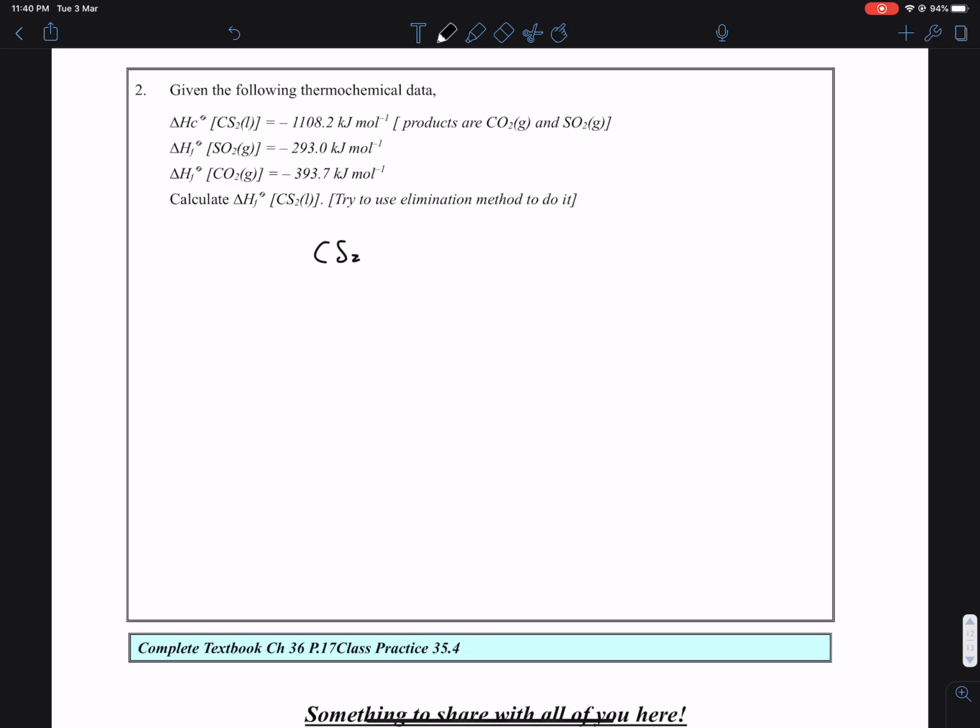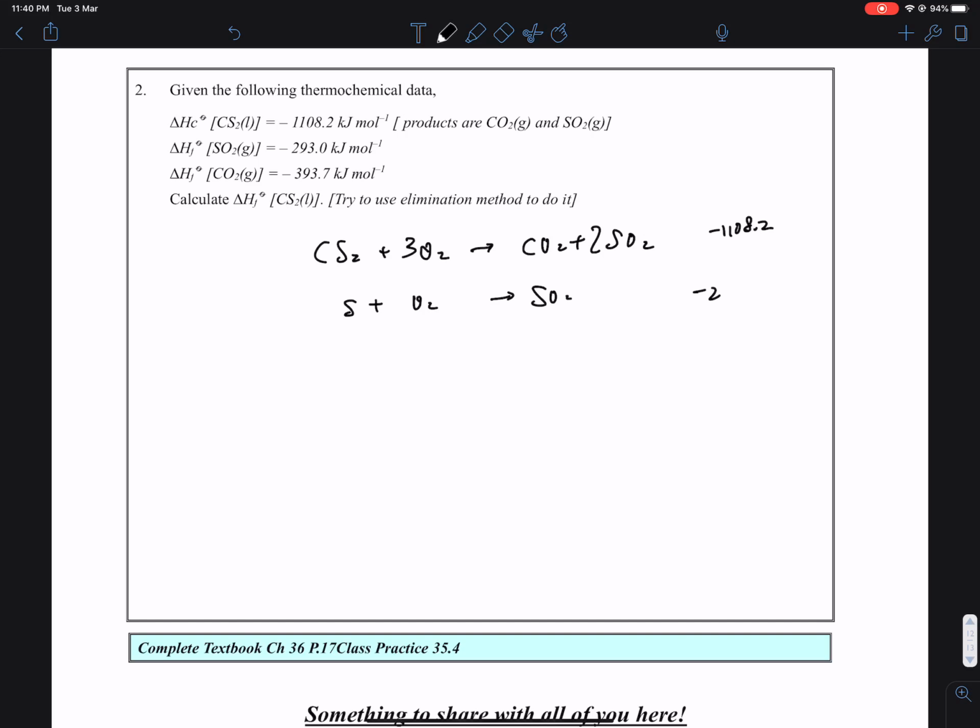CS2 combustion should be reacting with oxygen, becoming CO2 plus SO2. Okay, so balance. Remember, one mole of CS2 is to be burnt, so you have to keep one over here. Okay? So balance, and then we get six oxygen, so we get three here. Okay, and then this is equation number 1, 1108.2.